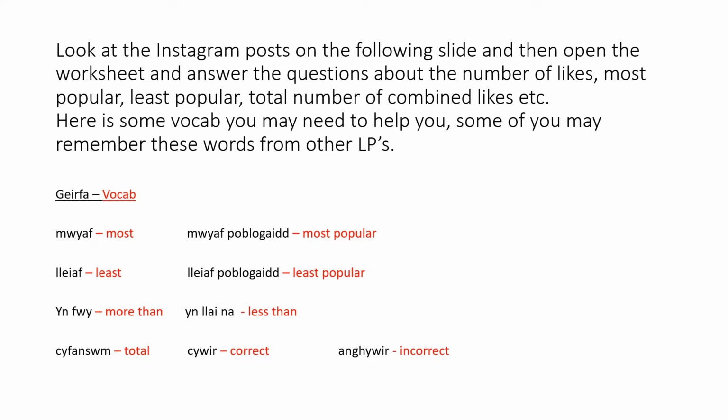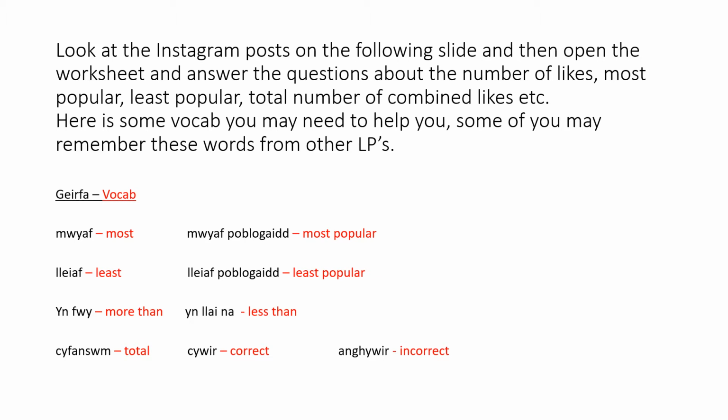So what you'll need to do once you've looked at these Instagram posts, you'll need to be deciding how many likes have they got, which is the most popular destination, least popular. You might need to be able to answer a question on total number of combined likes. So in order to do that, you will need some extra vocab. Now, lots of you may remember these words from a few tasks we did in Learning Plan 2. If not, the list is here for you, so you don't need to worry.